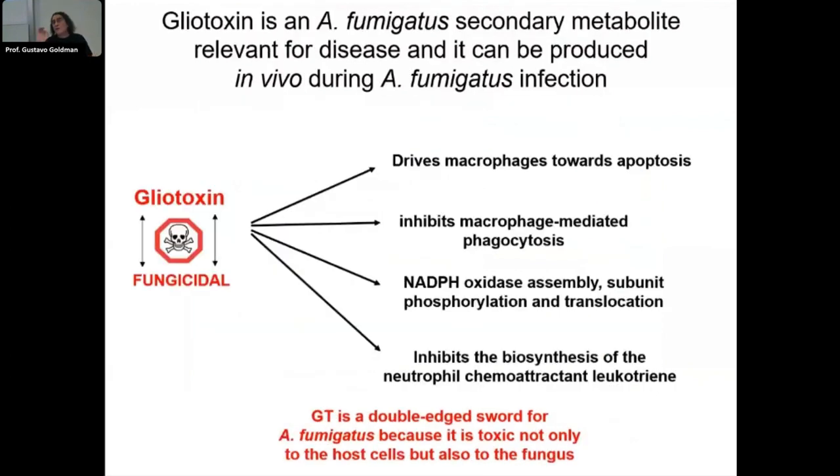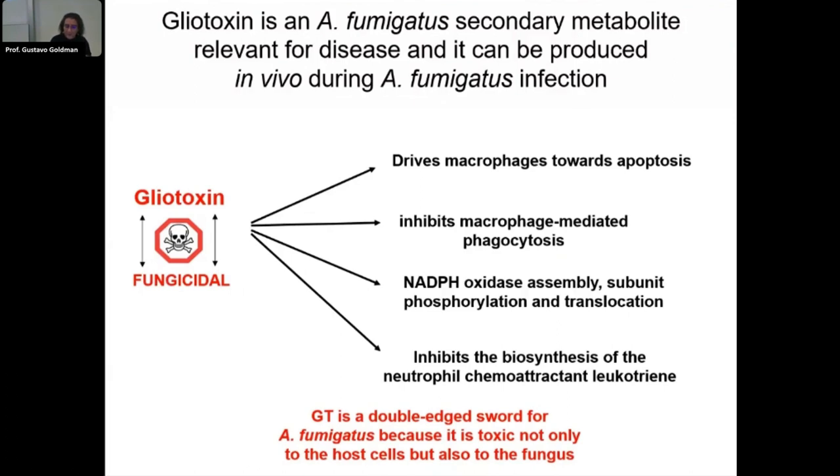What does gliotoxin do? Gliotoxin, as I told you, is a fungicidal secondary metabolite, drives macrophages towards apoptosis, inhibits macrophage-mediated phagocytosis, is important for the assembly of NADPH oxidase, and finally, was recently shown to inhibit the biosynthesis of leukotriene, a neutrophil chemoattractant. And as I told you, it's a kind of double-edged sword, because it not only inhibits the host, but also kills the fungus itself, you know?